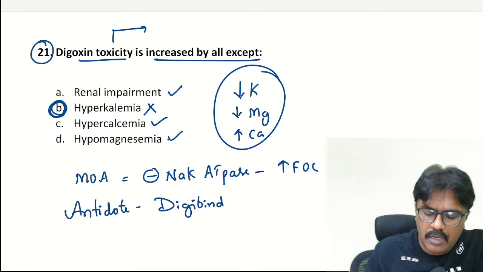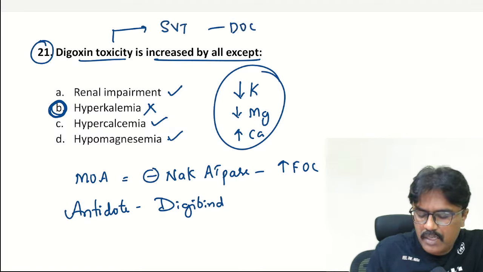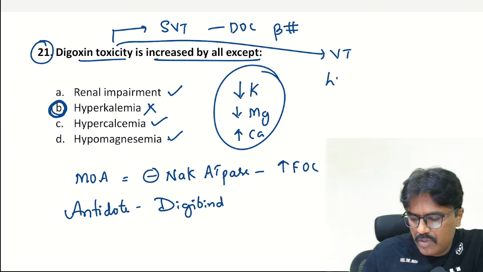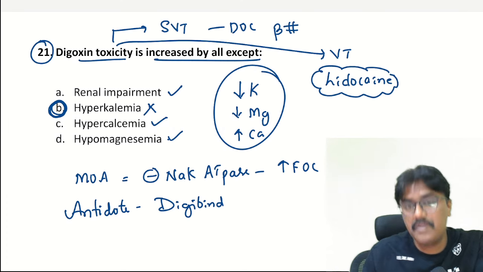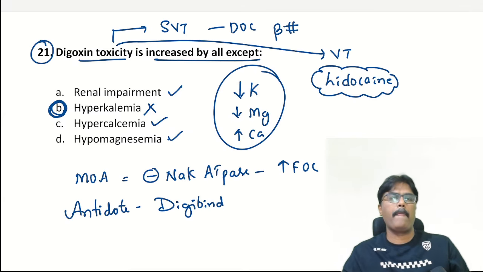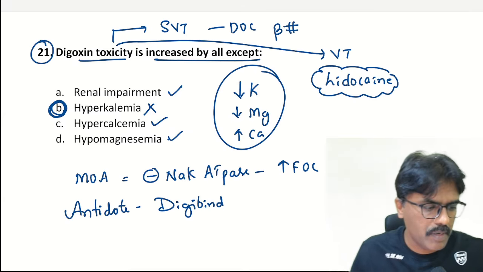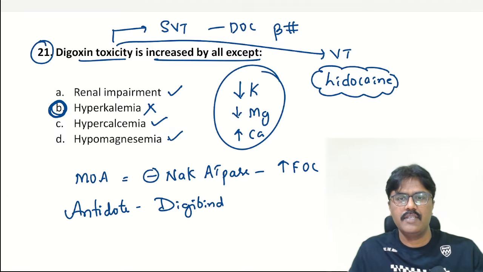Digoxin toxicity can lead to SVT. The drug of choice for that is beta blockers. Digoxin toxicity can also lead to ventricular tachycardia. The drug of choice is lidocaine. Lidocaine has one more name, that is lignocaine. Both are the same. So this much at least you should remember about the drug digoxin. Okay.